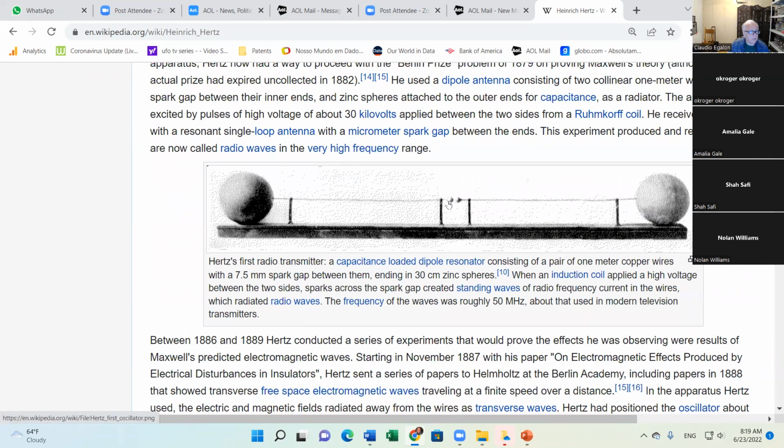Here's the two little spheres, right? They behave just like a capacitor.